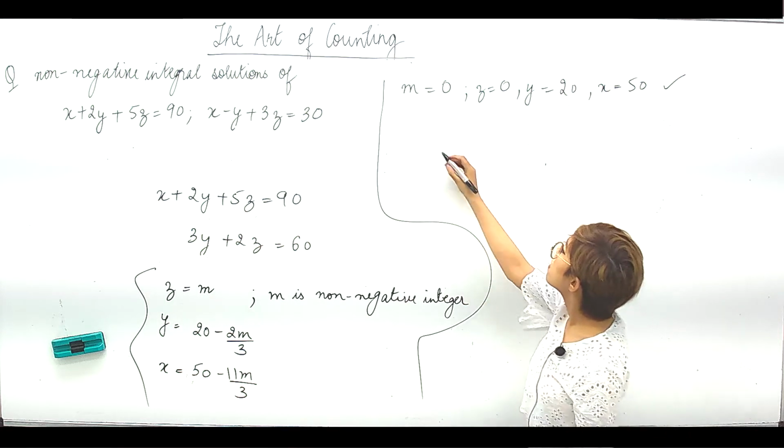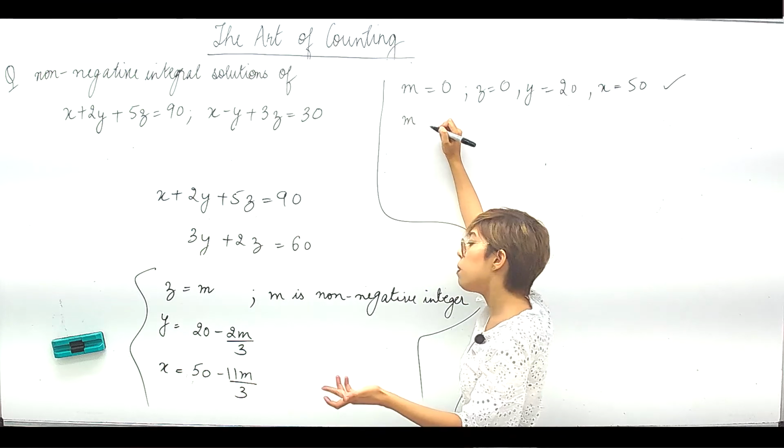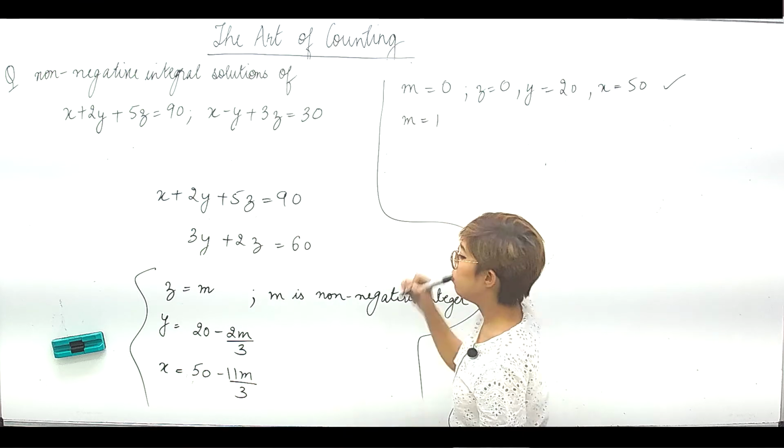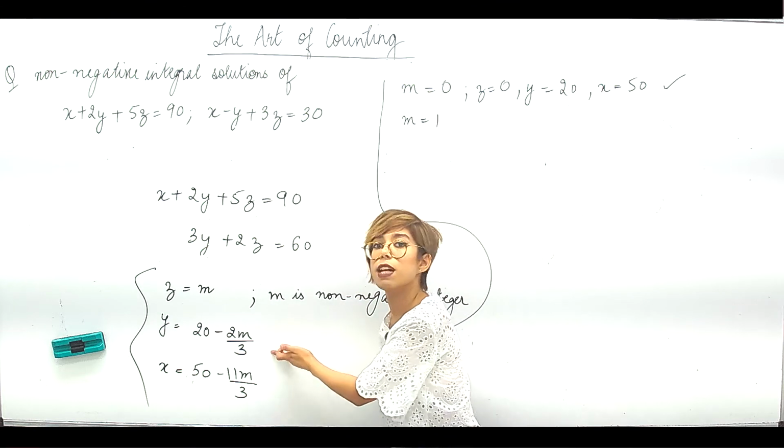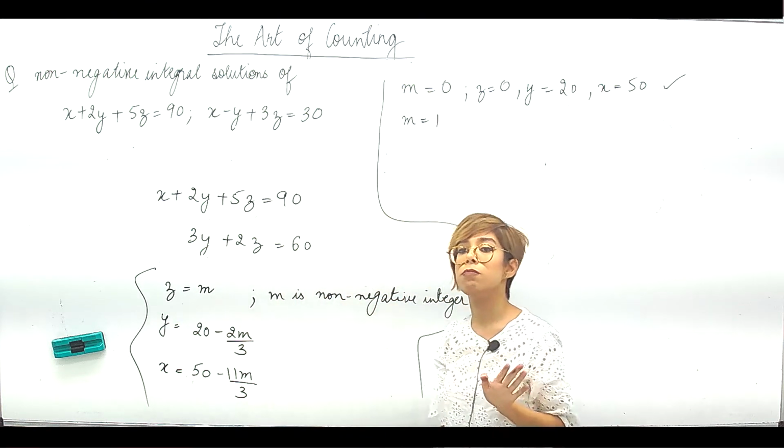Right? Now let's take m to be. Now you have to be careful. If you want to take m to be 1. If m is 1, this is a fraction. Clearly y will not be an integer.